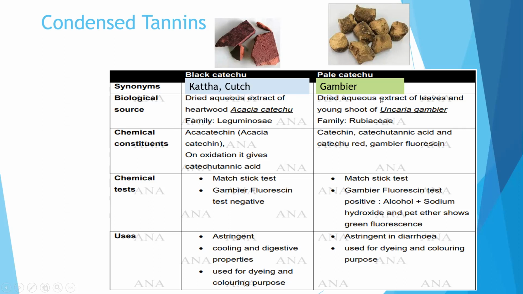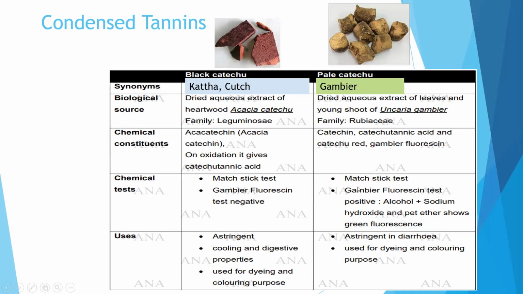See here, pale catechu. Biological source for pale catechu is dried aqueous extract of leaves and young shoots of Uncaria gambier. Family is Rubiaceae. Both catechu families are different: Rubiaceae is the pale catechu family and black catechu family is Leguminosae. The chemical constituents of pale catechu are catechin, catechutannic acid and catechu red. Chemical tests for pale catechu are the matchstick test and the gambier fluorescence test, which is positive.